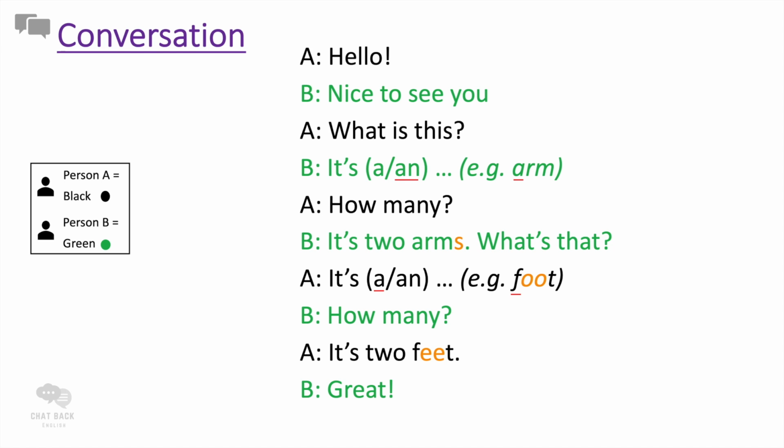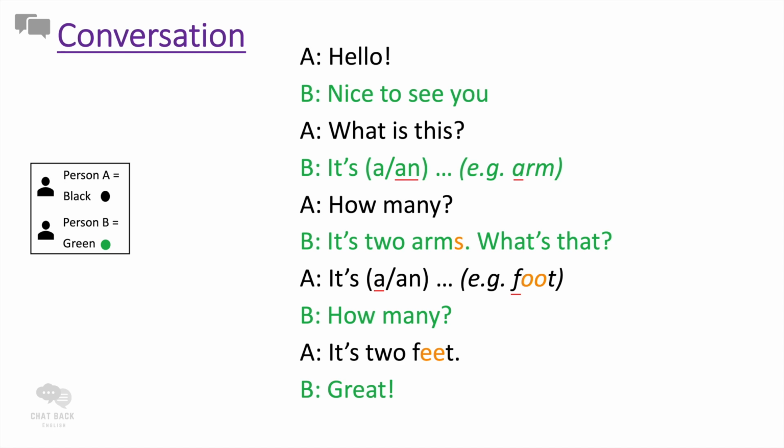Let's read it again, and this time you can read along with me. Ready? Hello. Nice to see you. What is this? It's an arm. How many? It's 2 arms. What's that? It's a foot. How many? It's 2 feet.